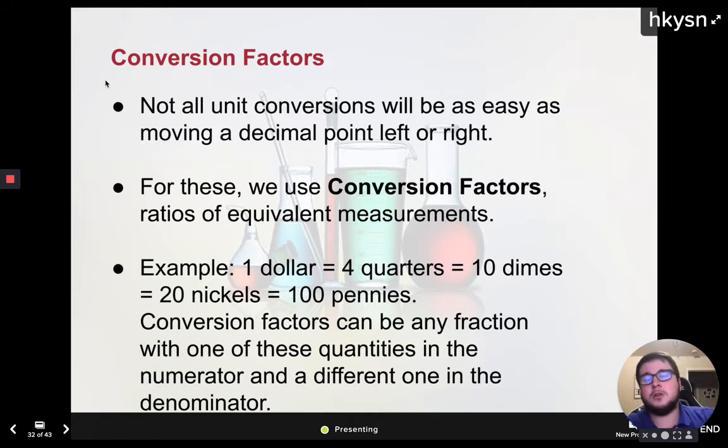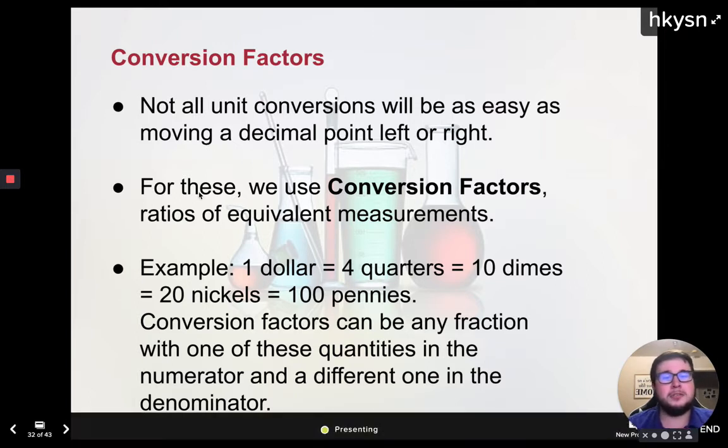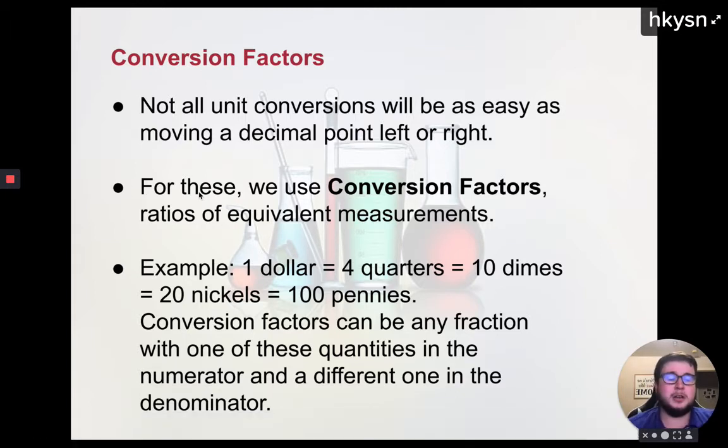Alright, so on slide 32 we start talking about conversion factors. And so if we remember yesterday, again, moving our decimal to the left or to the right is how we were converting back and forth between metric units, between things like centimeters and meters or millimeters and kilometers. Just moving our decimal to the left and right, but not all unit conversions are going to be that easy. And for those more difficult unit conversions, we use something called a conversion factor. And a conversion factor is just a ratio or a fraction of equivalent measurements.